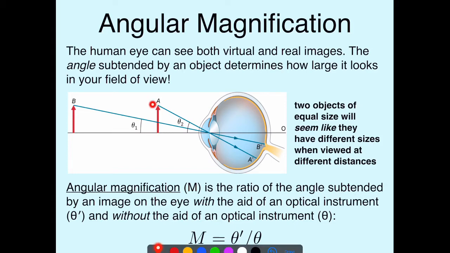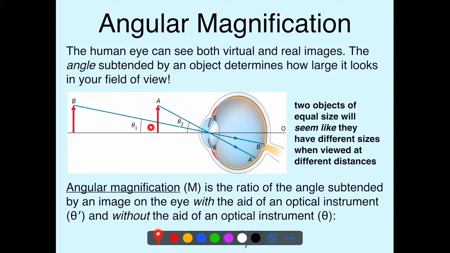We have two objects, A and B, and object A is the same size as object B in the sense that if we were to measure the height of each one in meters, we'd get the same answer. But object A is closer than object B. So even though they have equal size, it's going to seem to us like object A is bigger when we look at it because it takes up a bigger angle, it subtends a bigger angle in our field of view. So object A subtends an angle theta 2 here. Object B subtends this angle theta 1. And again, it's that angle that determines how large the object appears to us in our field of view.